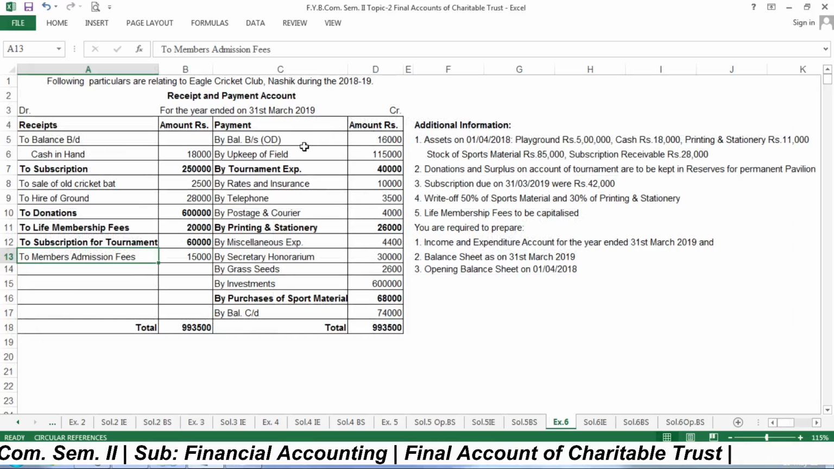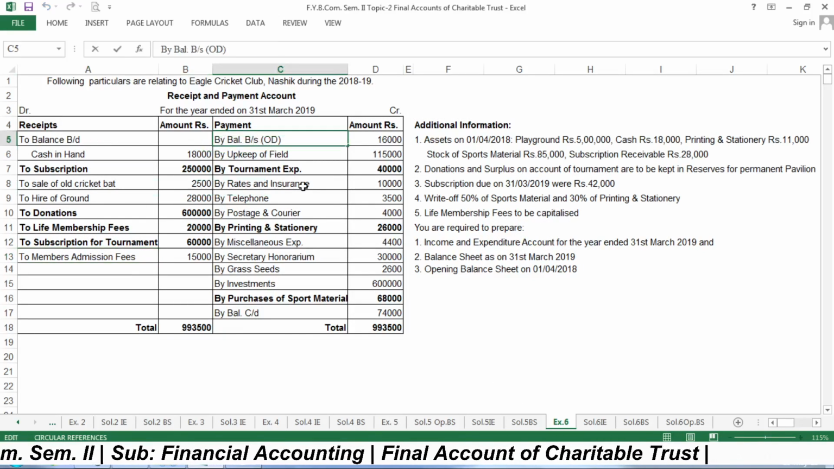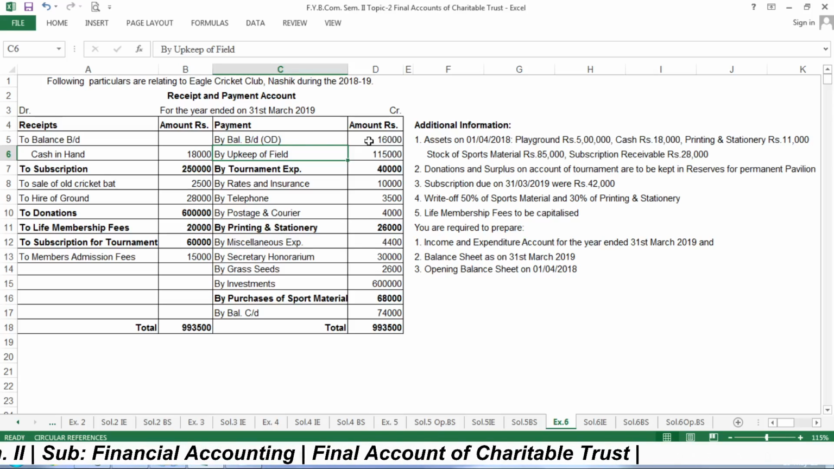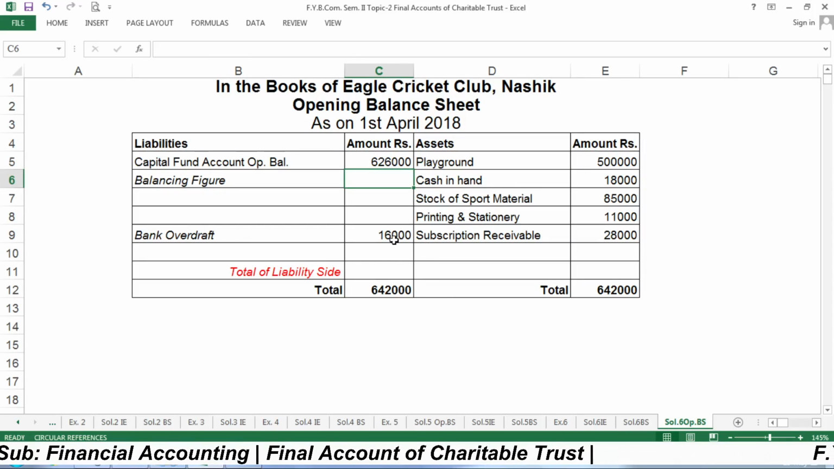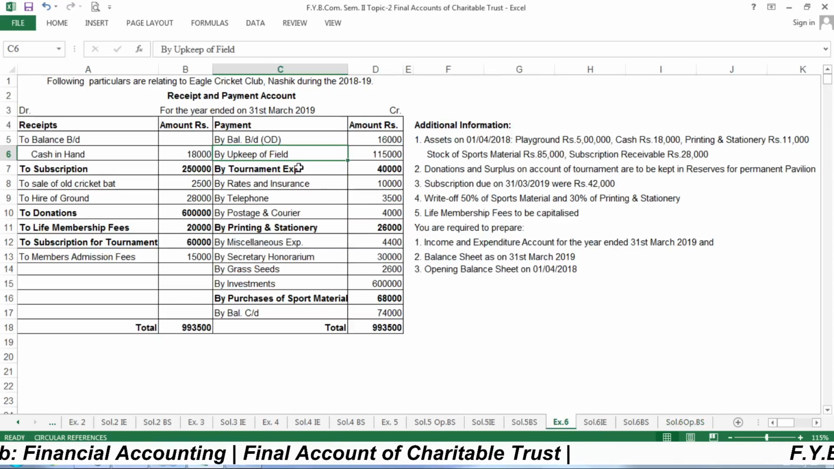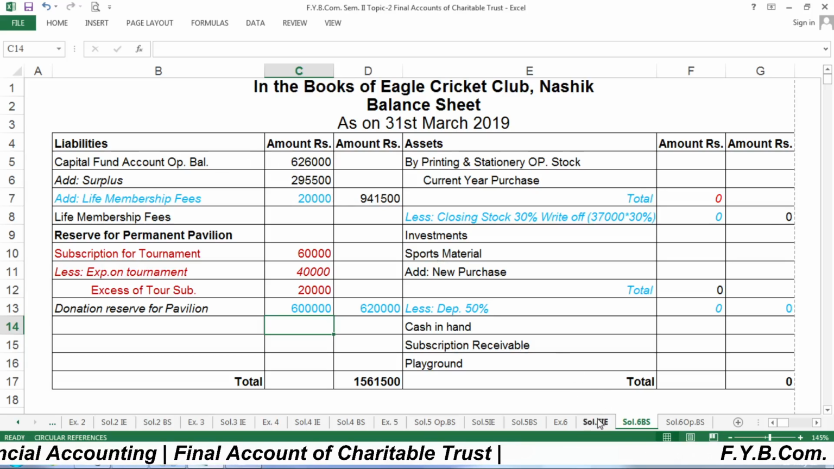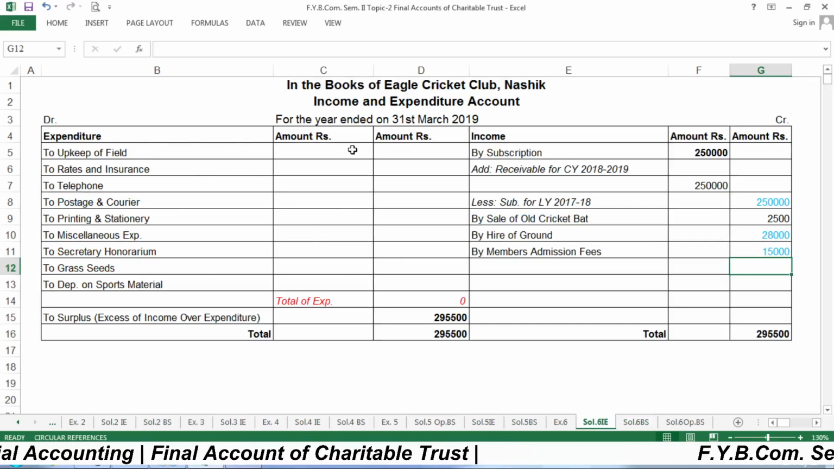On the payment side, the first item is balance brought down of rupees 16,000. It is clearly mentioned that it is overdraft, so we have already mentioned the 16,000 in the opening balance sheet liability side, bank overdraft of rupees 16,000. After that, we have expenses of upkeep of field. This is our current year expense, so on the expenses side we are going to mention upkeep of field, that is 1,15,000.